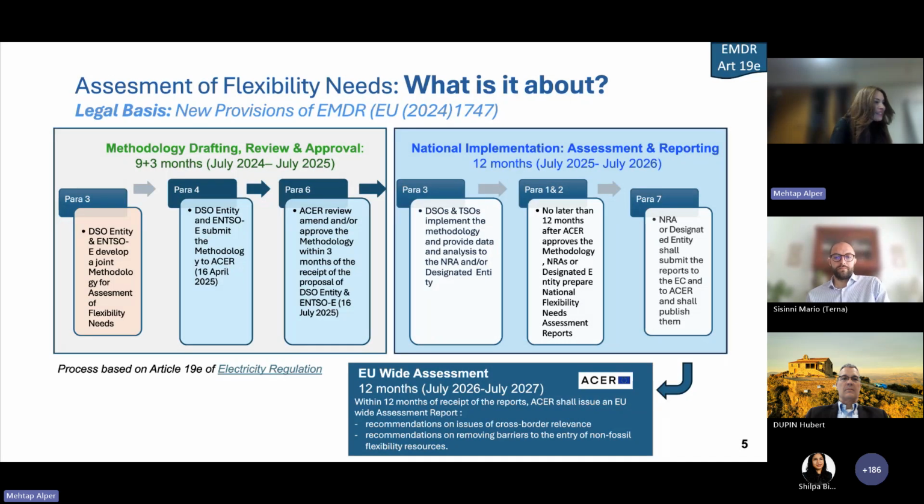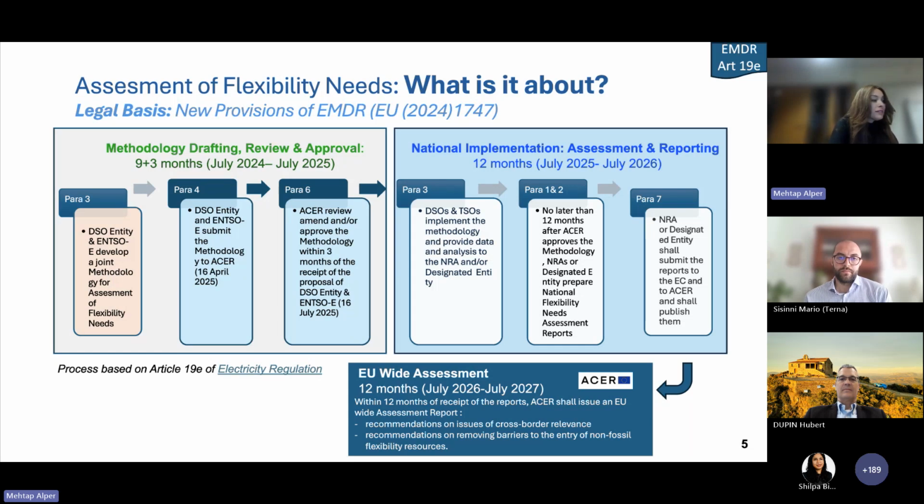As DSO entity and ENTSO-E, we started the first step of the process, and we have now completed the drafting process for the proposal of the methodology. Now the ball is in ACER's court. ACER will have 3 months in total to review, amend, and approve this methodology.